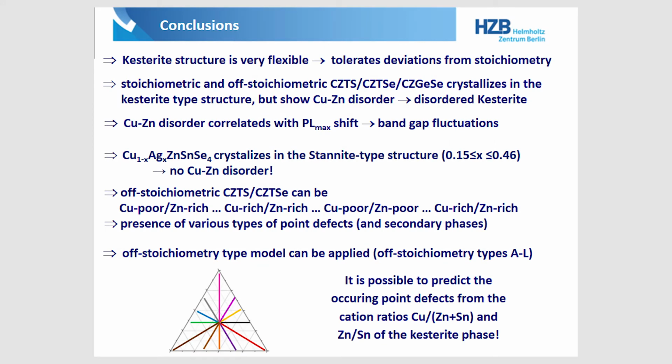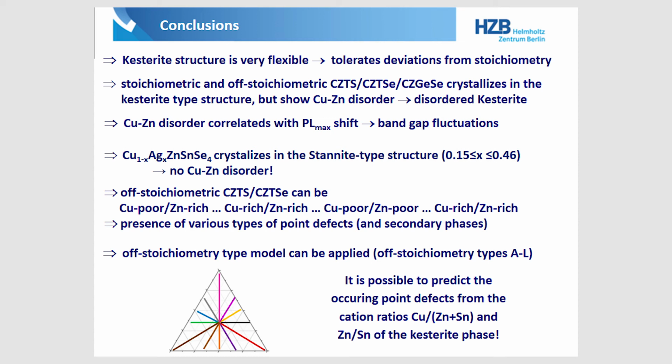The copper-zinc disorder correlates with a PL shift. I haven't shown you that, but I can tell you, and this gives rise to bandgap fluctuations. So if you substitute copper for silver, then you get a material crystallizing in the stannite-type structure, at least between 15 and 46% silver. And you have no copper-zinc disorder, but you have another secondary phase with a low band gap. But maybe you can etch that. There are recipes to do it.